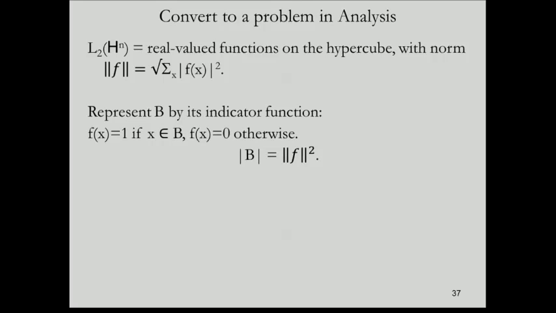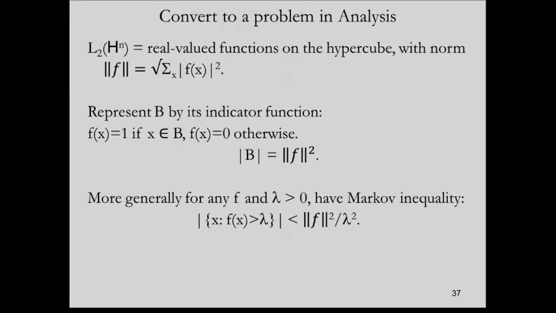So we look at the set of functions, which are real valued functions on the hypercube. Take the standard L2 norm, and represent the set B, which would be the red points for us, with the indicator function: 1 when it's red, 0 otherwise. The cardinality of B is equal to the square of this function. This is a 0, 1 function, so it doesn't matter if you take squares or not. B is the adversary set, the set that the adversary made red, and the L2 squared norm of this indicator function is equal to the cardinality of B.